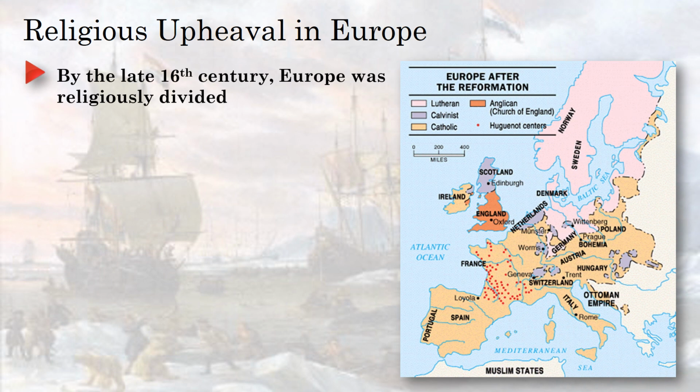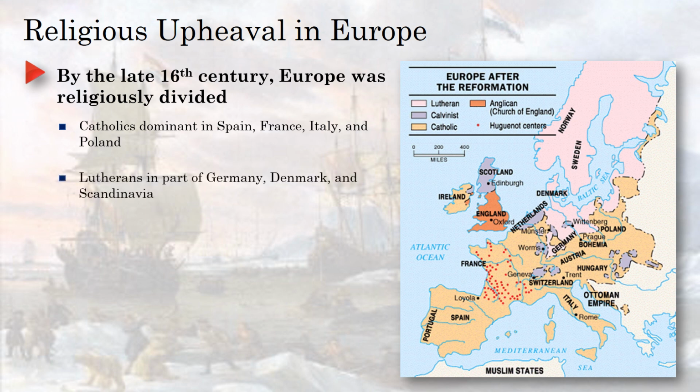Well, by the late 16th century, England is hopelessly religiously divided. The Catholics continue to dominate Spain, France, Italy, and Poland. The Lutherans are going to take root in parts of Germany and Denmark and Scandinavia. And the Anglican form of Christianity, or the Church of England, established first by Henry and then the Via Media under Elizabeth, that's going to take root in England, of course. But then to the north, Calvinism is going to take root in Scotland. And so you've got this patchwork of religious identity and practice that prevails throughout Europe.